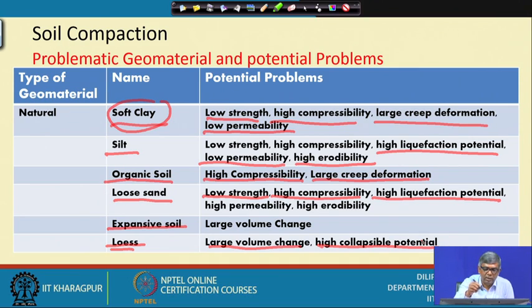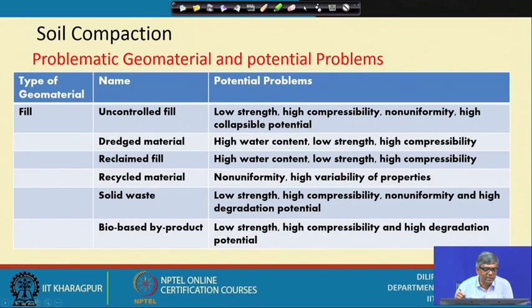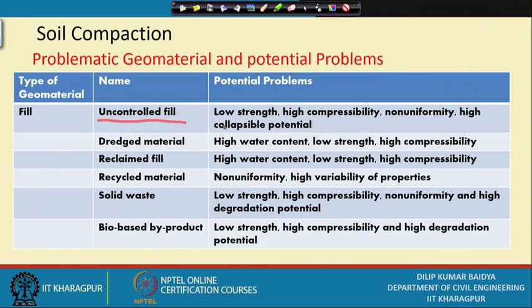Now, if I go to the fill material, different types of fill material are also possible. If it is an uncontrolled fill, it is not proper filling. Sometimes it can be done in a controlled way: you put a layer and compact, put a layer and compact. That is controlled filling, and that will have the desired quality for construction.